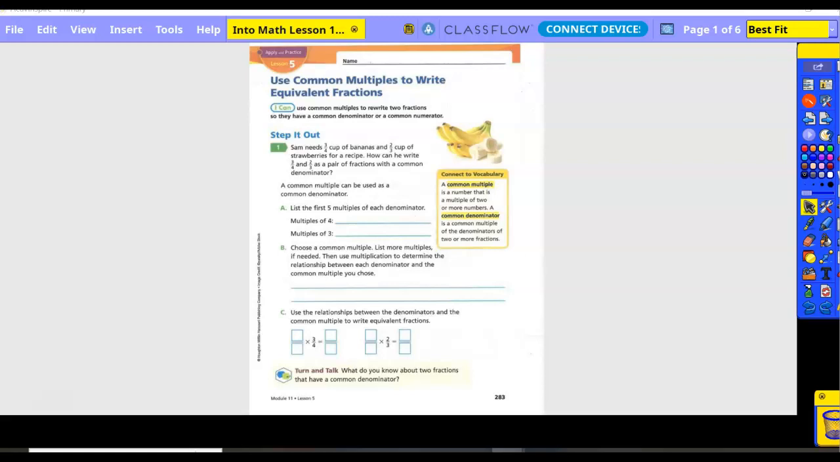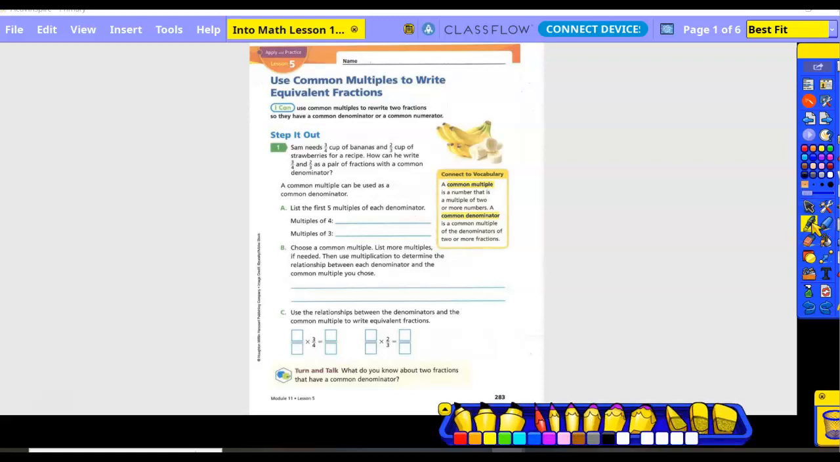Sam needs 3/4 cups of banana and 2/3 cups of strawberry for a recipe. How can he write 3/4 and 2/3 as a pair of fractions with a common denominator? A common multiple can be used as a common denominator. So we've talked about this a lot, guys, right? Common multiples and common denominators. A common multiple is a number that is a multiple of 2 or more numbers, and a common denominator is a common multiple of the denominators of 2 or more fractions. Okay. So list the first 5 multiples of each denominator.